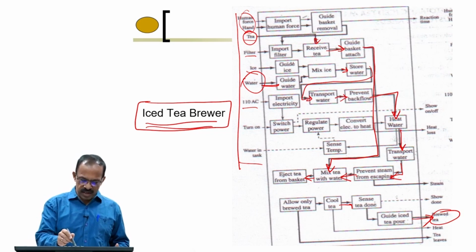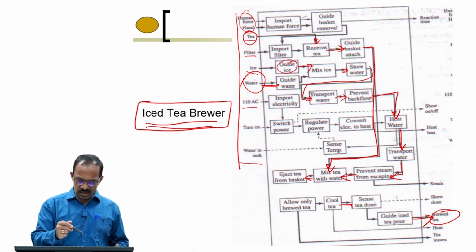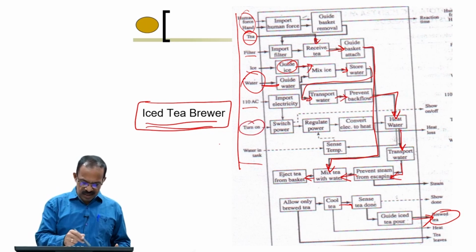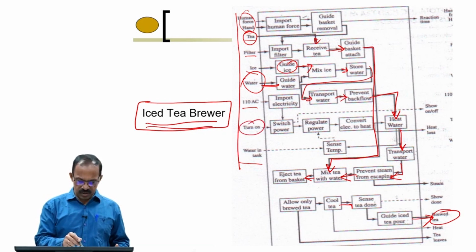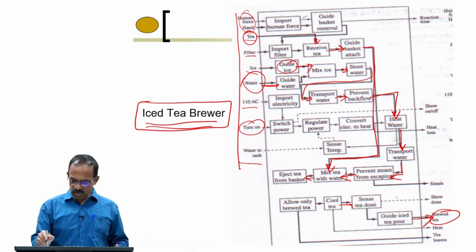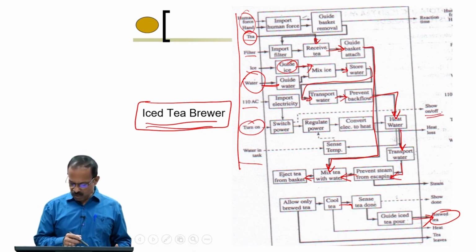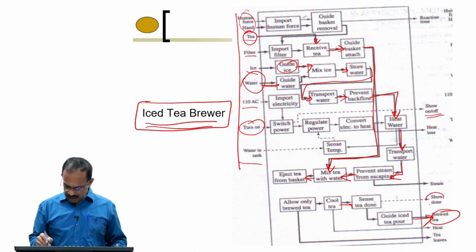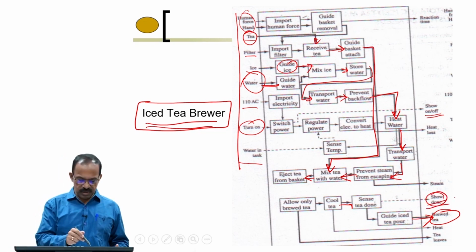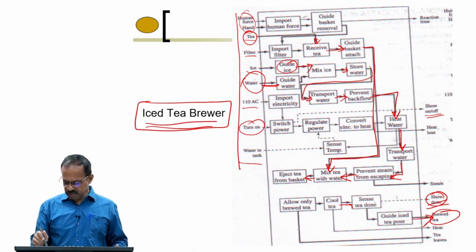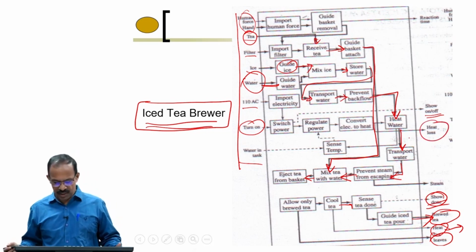And then similarly for ice, guide ice and mix ice. And this is the signal path or the information. So, turn on switch power, and then it will show on or off, that is the information going out, and this is whether the tea is prepared or not, that is the information going out. You can see some information coming in and some information going out. Similarly, the tea and the used tea leaves will be coming out, and heat will be coming out here, and heat loss will be there when you are heating the water.